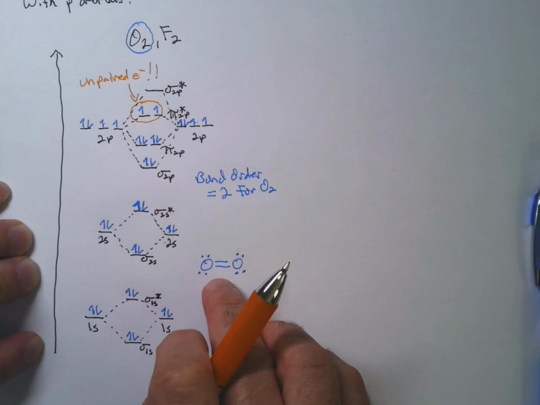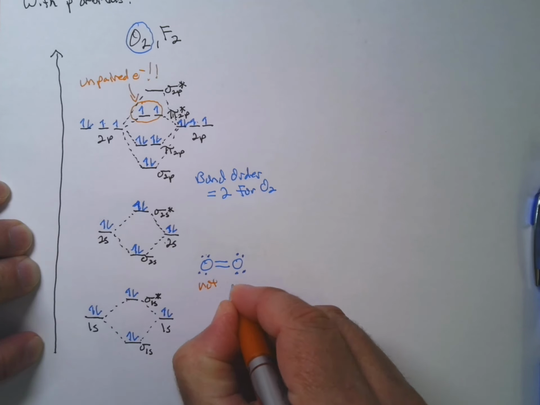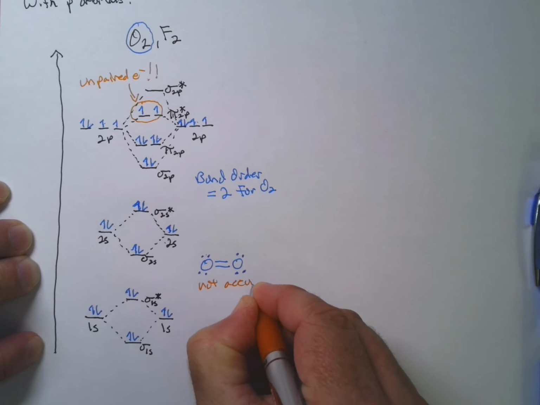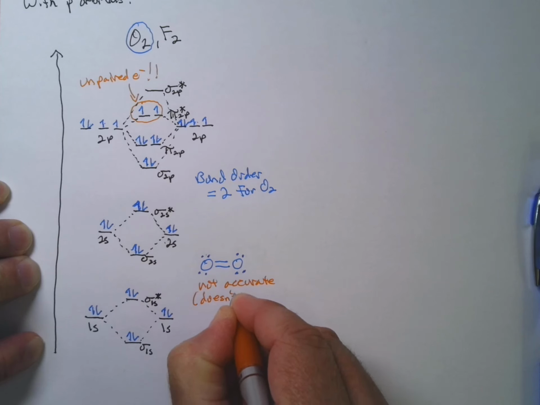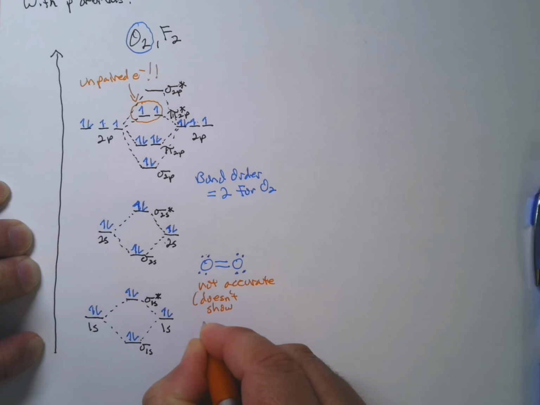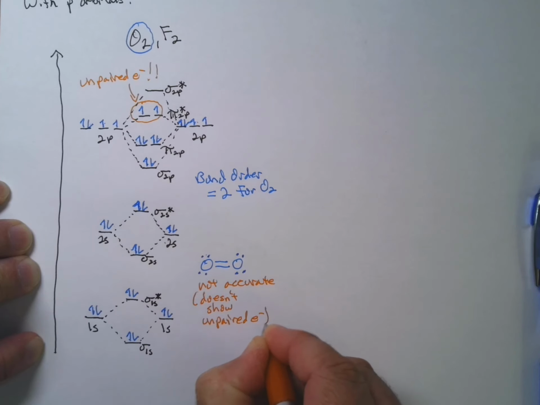And so our Lewis structure is not accurate. We'll say it doesn't show unpaired electrons.